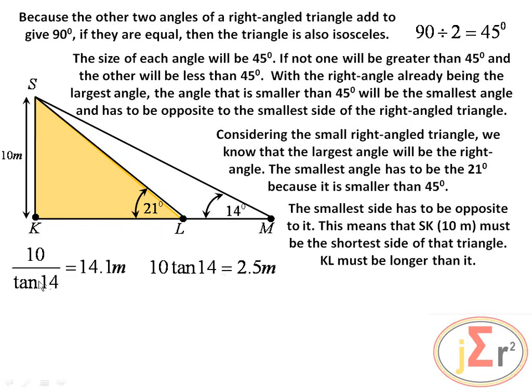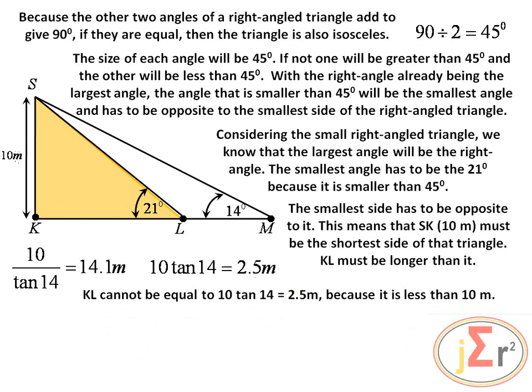Look at what we have here. 10 over tan 14 is equal to 14.1 meters, and 10 tan 14 is equal to 2.5 meters. Which one is correct? Obviously, 10 tan 14, which is equal to 2.5 meters, has to be incorrect, because we are sure that the 10 meters, being the shortest side of the triangle, has to be smaller than any other figure that we are going to calculate that pertains to one of the sides of the triangle. Therefore, 2.5 meters, shorter than 10 meters, cannot be correct.